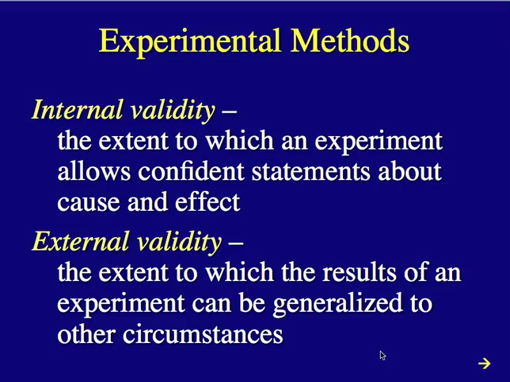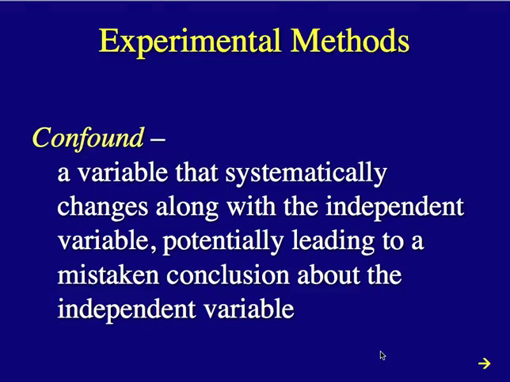Now, a compromise to internal validity, something that makes the internal validity a little bit questionable, is the idea of a confound. This is a mistake that an experimenter made: a researcher made a mistake if they have a confound. And this is a variable that changes along with the independent variable in an unintended fashion. And so this could lead to a potentially misleading or mistaken conclusion about the independent variable.